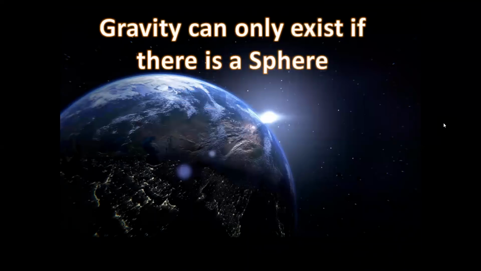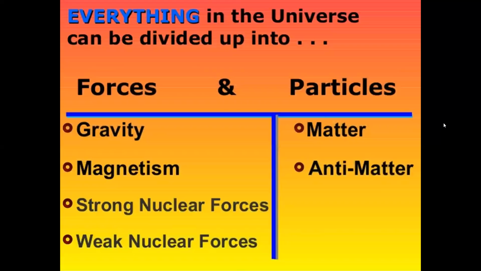Now, gravity can only exist if there is a sphere. It's the only way it can work. Everything in the universe can be divided up into forces and particles. Forces are gravity, magnetism, strong nuclear forces, weak nuclear forces. Particles are matter and antimatter.